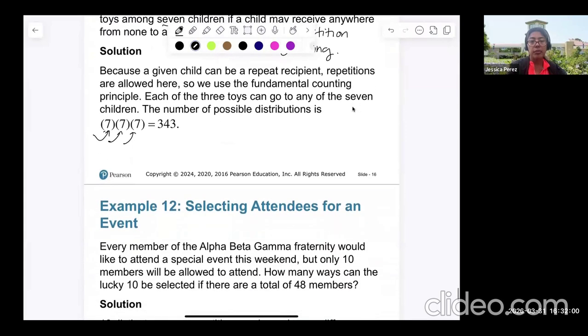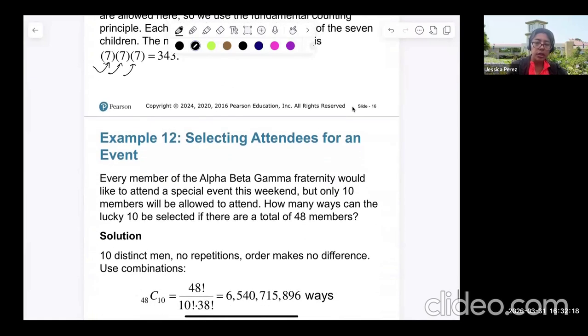Now this one's a little bit different, because every member of the Alpha Beta Gamma fraternity would like to attend a special event, but only 10 members are allowed to attend. How can the lucky 10 be selected out of a total of 48 members? So again, it doesn't really mention anything. It's saying only 10. The word only 10 means that you're only selecting 10. So R is 10 and n is 48 here.